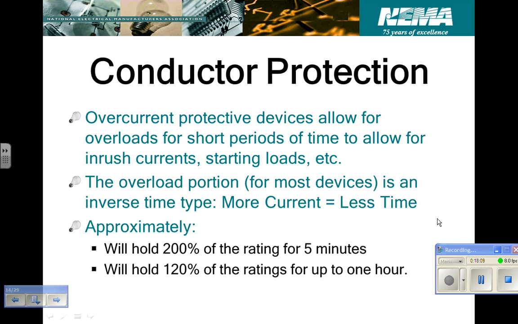It'll hold 200% of the rating for 5 minutes. 20 amp breaker, 2 times 20 is 40. It'll hold 40 amps on a 20 amp breaker for up to 5 minutes. Now nothing is manufactured the same as the next one, right? Some will hold it for 5 minutes, some will hold for 6 minutes, some will hold for 4 minutes. You see what I'm saying?